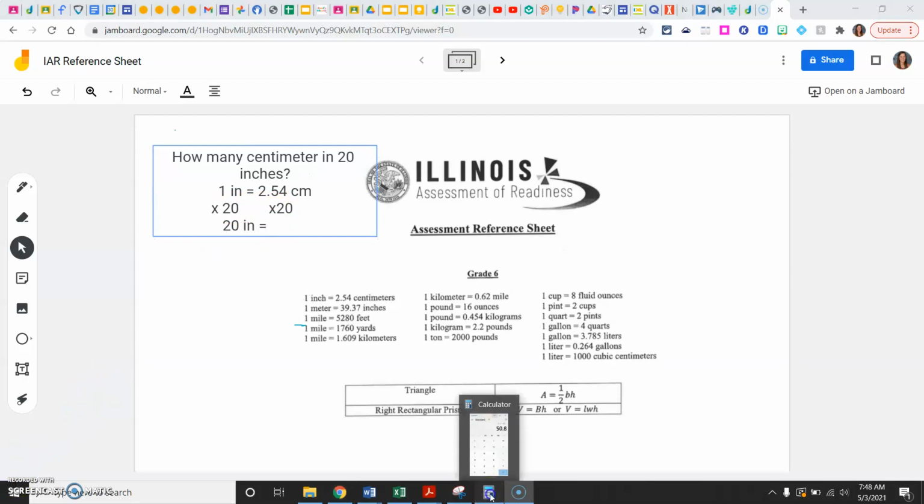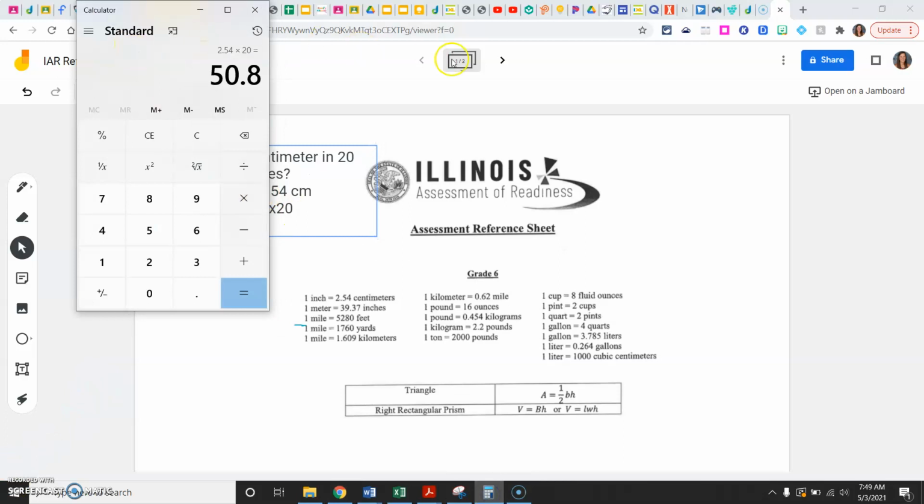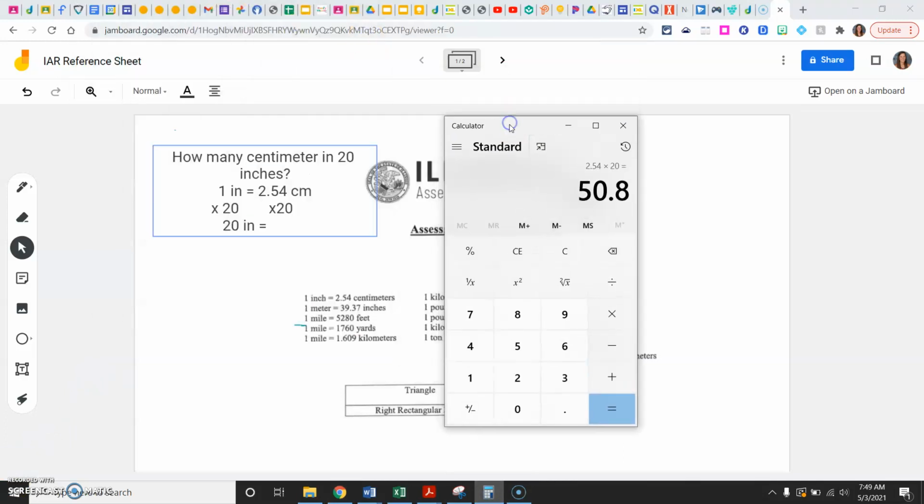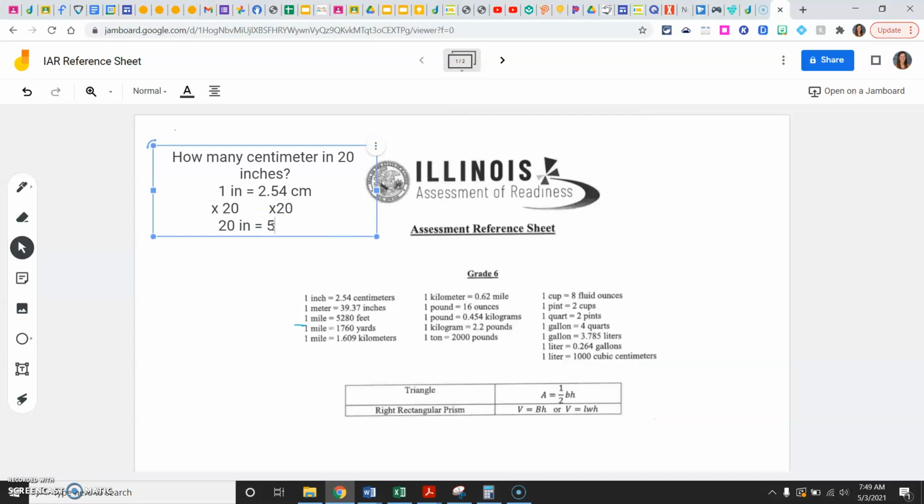Another resource that you get to use on IAR is sometimes there is a calculator available. It'll come up when it's available for you to use. Since I did 1 times 20 to get 20, I'm going to do 2.54 times 20, and that's going to tell me that I have 50.8 centimeters in 20 inches. So I use my reference sheet to help me get my final answer by setting up a ratio.